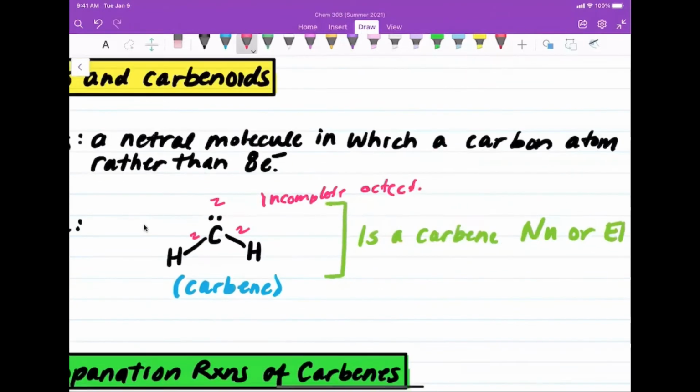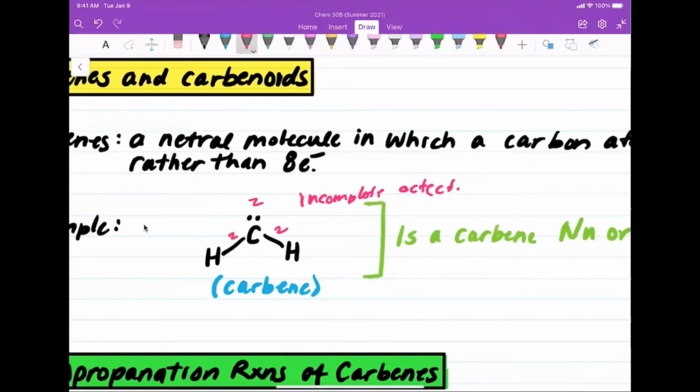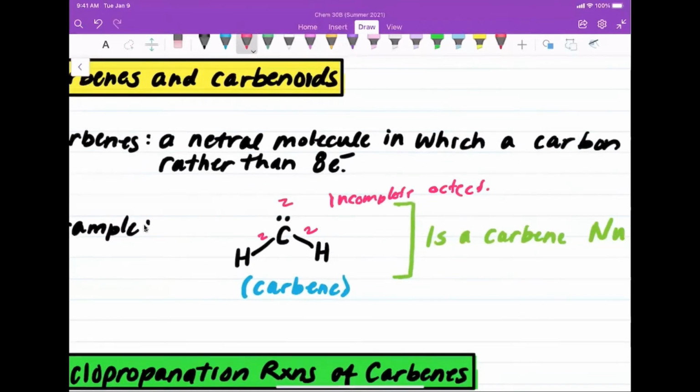If you just do the formal charge calculation for this, which says you take the number of valence electrons it should have, which is 4. Carbon goes to group 4 in the periodic table. And then it's got 2 bonds and 2 lone electrons.